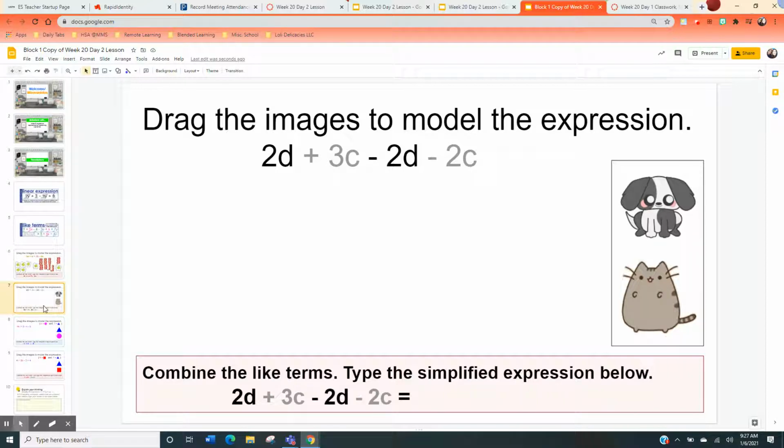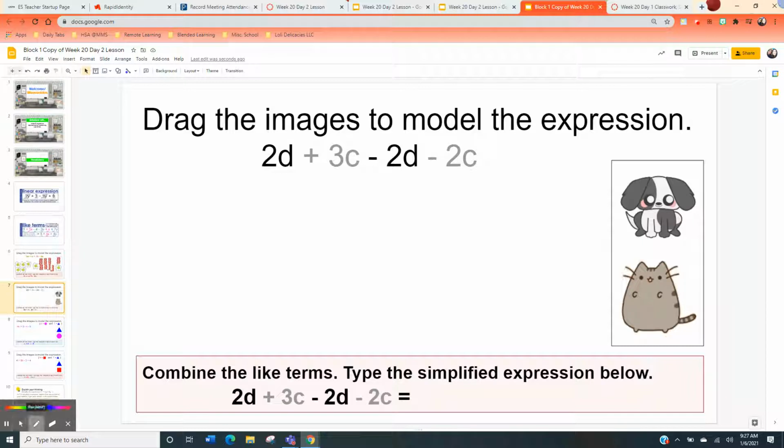Okay, so we're dragging the images to model the expression. I'm going to do one more, and then you guys are going to do some on your own. So it says 2D plus 3C minus 2D minus 2C.